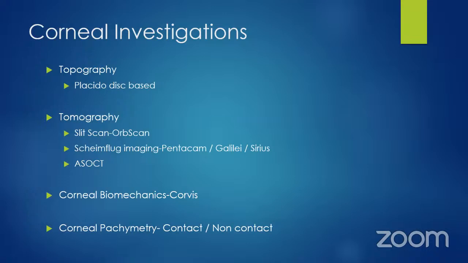The ASOCT is a newer tool which also has its own advantages. There is a further dimension called corneal biomechanics, which is the Corvis machine, which I will briefly touch upon to let you know the newer things being done in keratoconus screening. And corneal pachymetry, the different ways by which you look at the corneal biomechanics, will also determine how you are going to investigate a case.